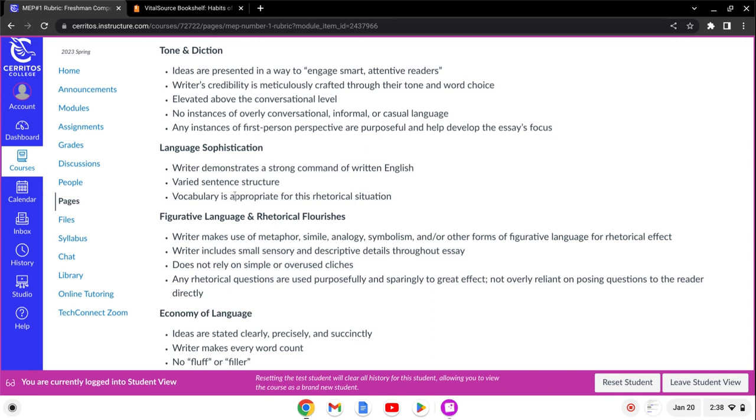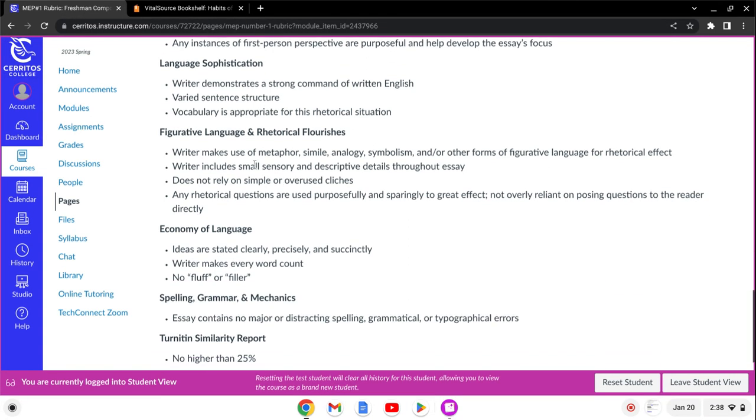Again, I don't mean that you need to sound super smart. You don't need to look up big fancy words. I want you to use vocabulary that you're comfortable with, but just make sure that it's intentional vocabulary and it's vocabulary that is going to elevate your tone above the conversational level.